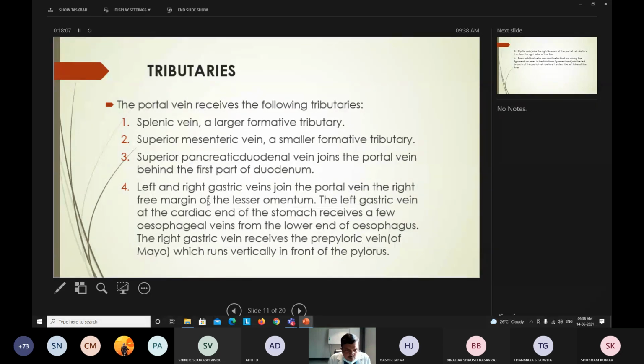Sure, sir. Superior pancreaticoduodenal. What is the blood supply to the pancreas? The head of the pancreas is supplied by what?